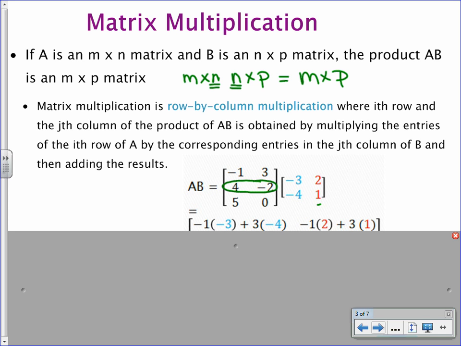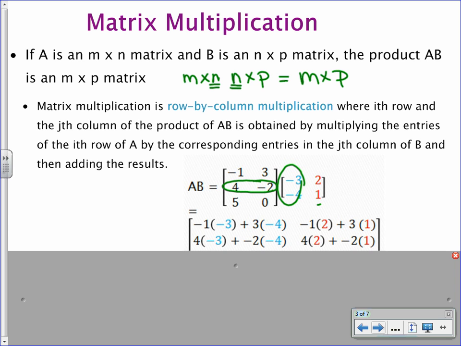So now we're going to multiply the second row to the first column. I want you to imagine lining these numbers up. So we're going to take 4 times -3 and -2 times -4. We're going to add those together to be our second row, first column, because we multiplied this second row to the first column. And then we're going to take second row times second column. Imagine lining these numbers up. So 4 times 2 and -2 times 1. And we're going to add those numbers together in this second row, second column.